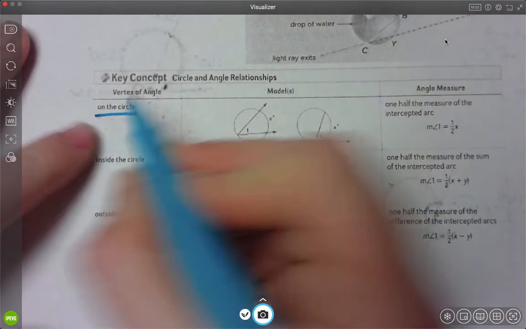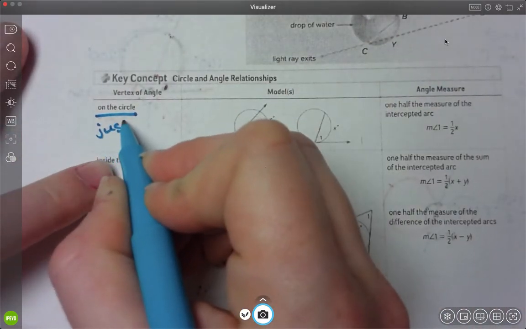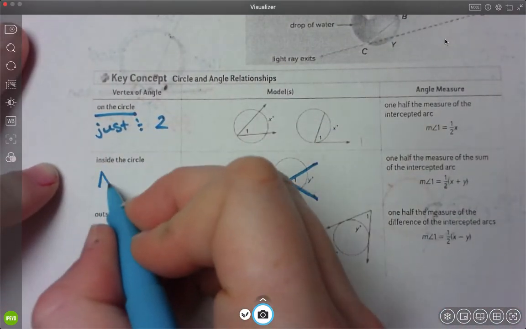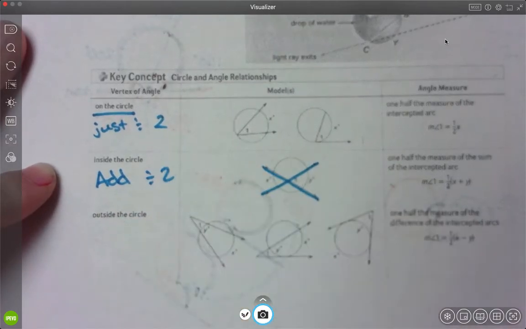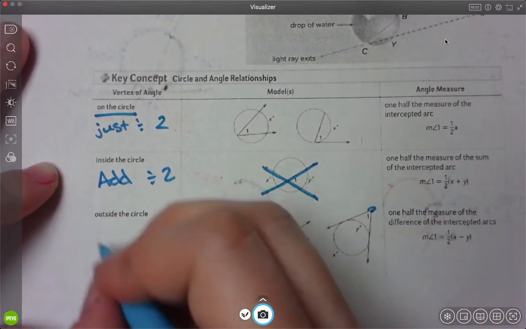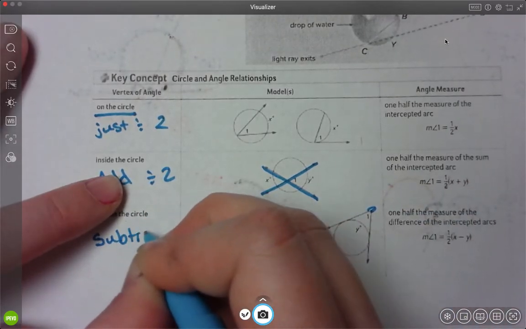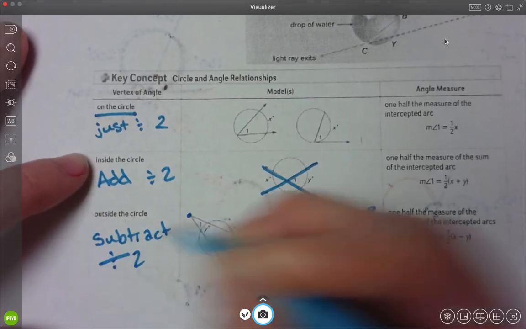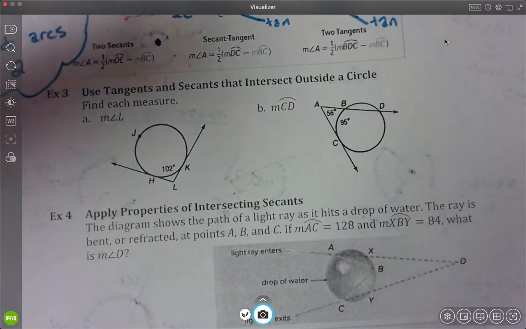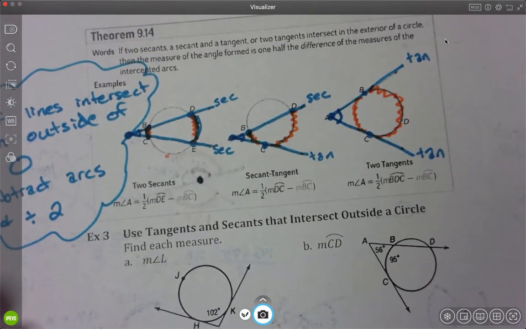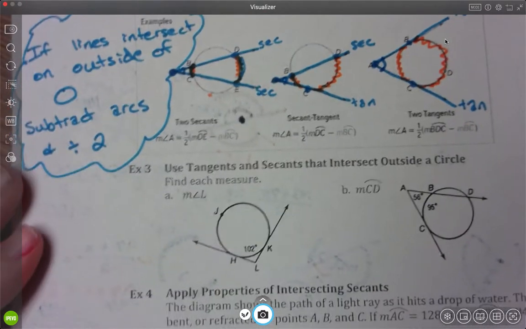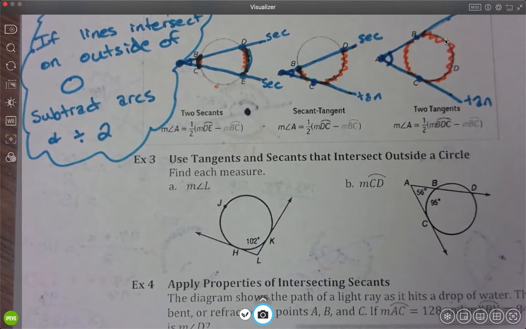So if they intersect on the circle, you are just dividing by 2. If they intersect inside of the circle, like this one, you're going to add and divide by 2. If they're intersecting on the outside of the circle, like these dots where those two lines are touching, you're going to subtract and divide by 2. So that's the rule. You don't really have to get muddled with, is that a secant line? Is that a tangent line? If they're two lines that are being looked at, if they're intersecting on the inside, outside, or on the circle, it's add, subtract, or just divide by 2.